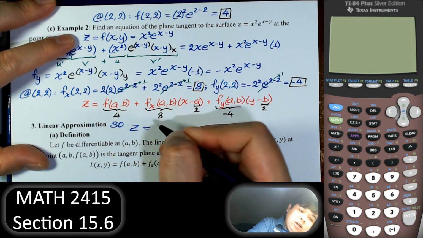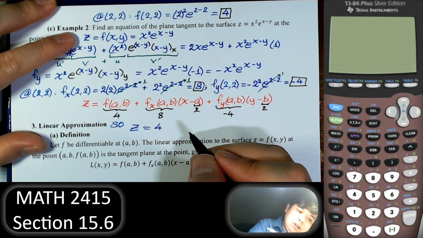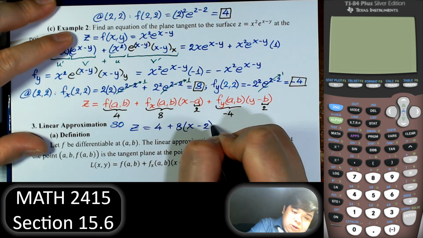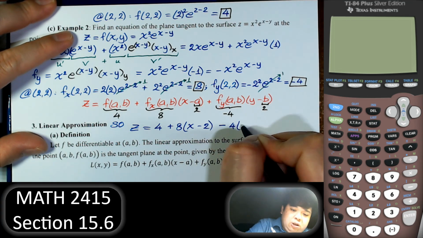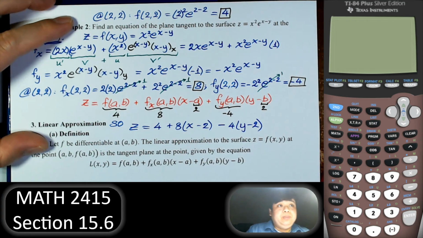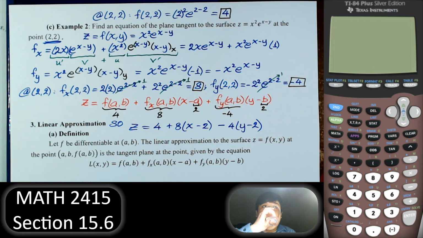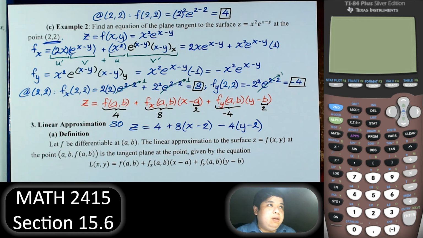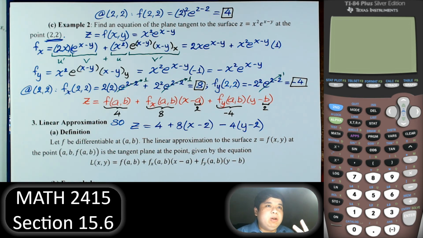So the equation is z equal to 4 plus 8 times (x minus 2) minus 4 times (y minus 2). Right, so just like that. So straightforward. The two formulas, one for the level surface and one for just a function.